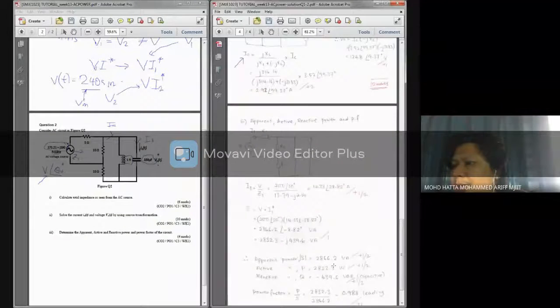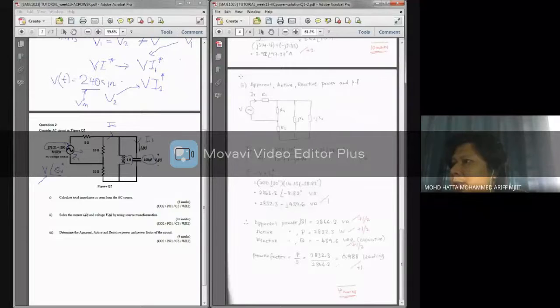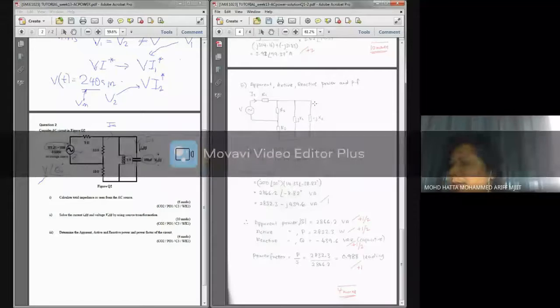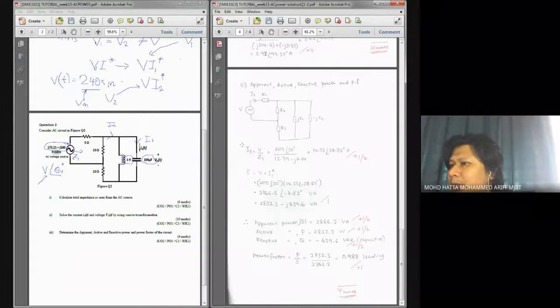And the rest of the marks, or another 4 marks, is for the apparent, active, and reactive power and the power factor of the circuit. This means that we need to determine the total apparent, active, as well as reactive power, and later on we need also to calculate the power factor. So if we try to find the total power, total current information is very crucial. So that's why here I calculate the total current.